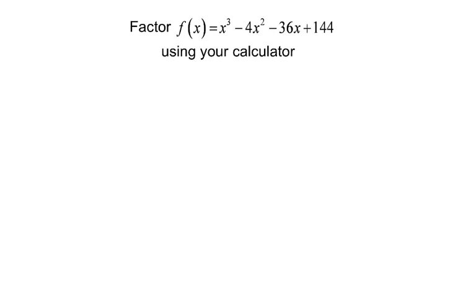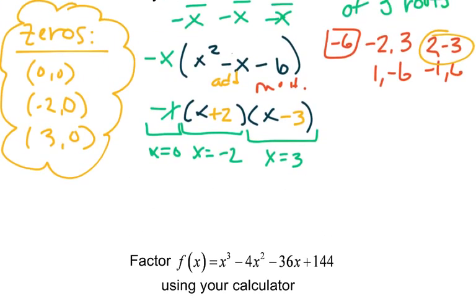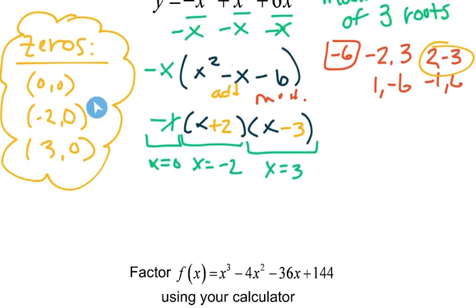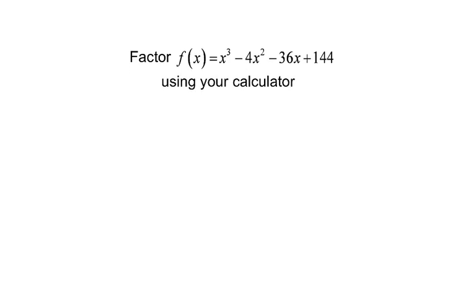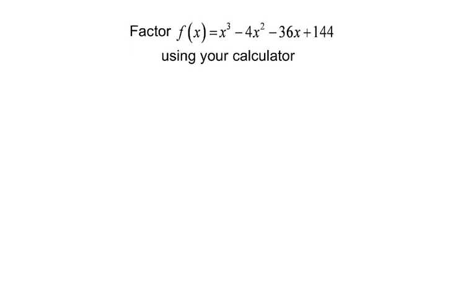The next one, they want you to factor using your calculator. It's an interesting way of doing it. So basically what's going to happen is you're going to use your calculator to find the zeros, and then the factors are going to be the opposites of those x values. So, when we use our graphing calculator, we're going to want to type this in here.